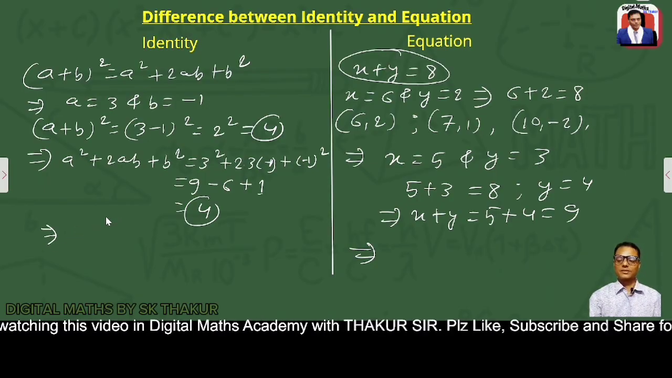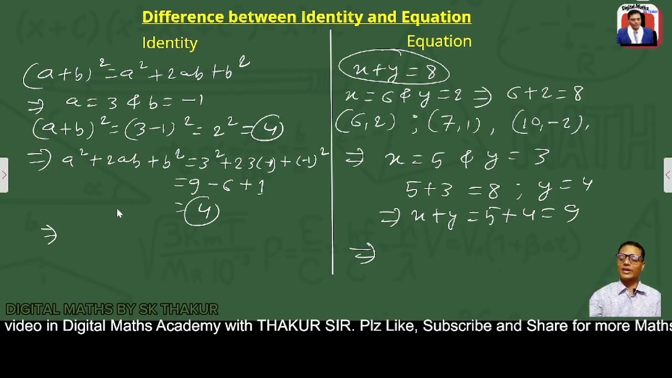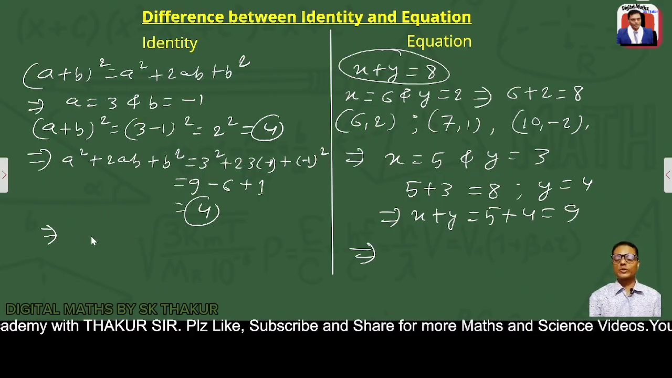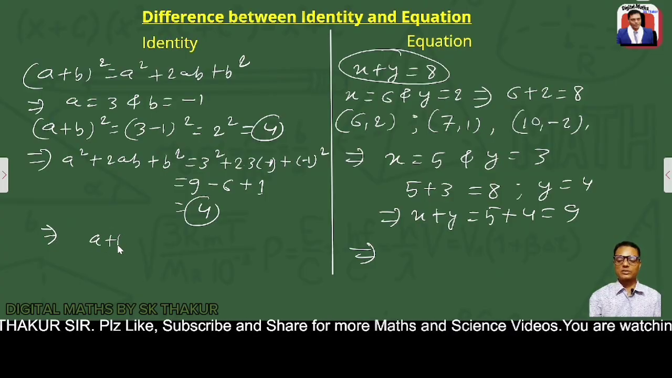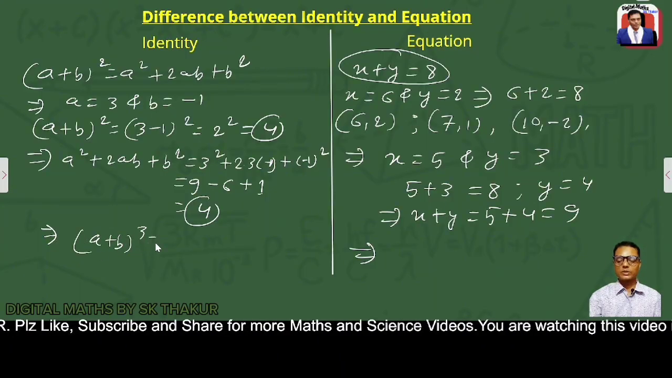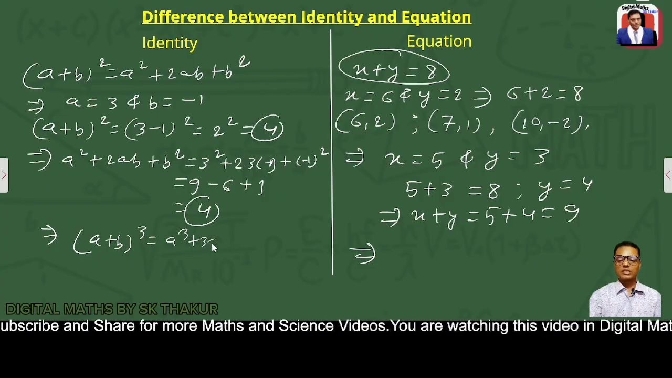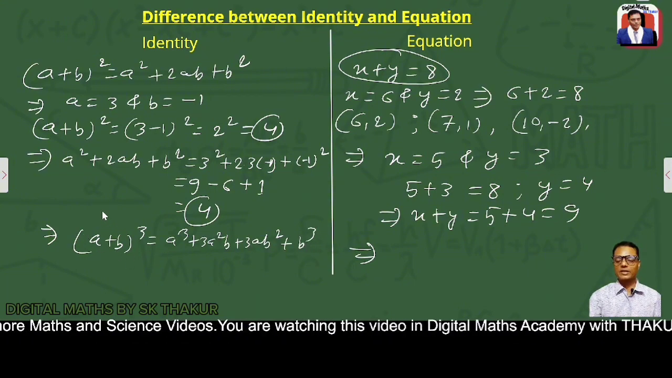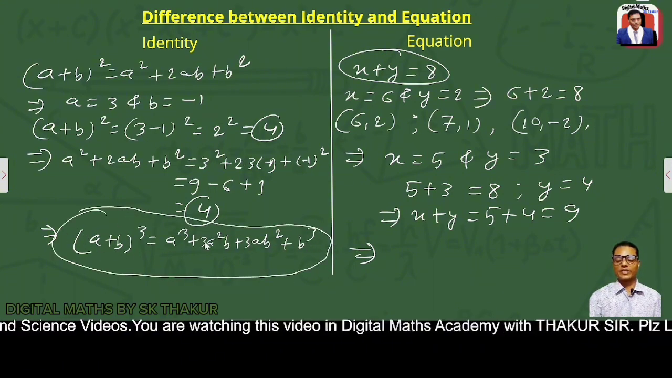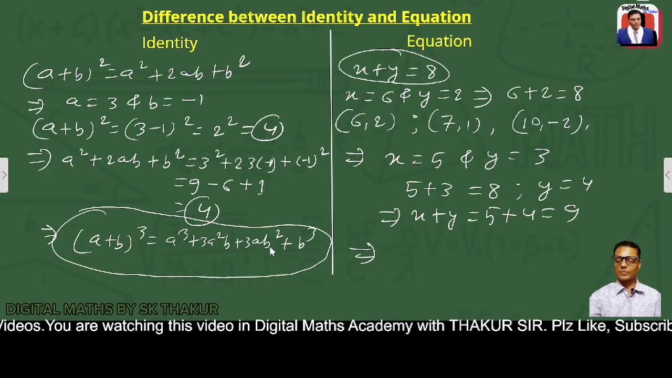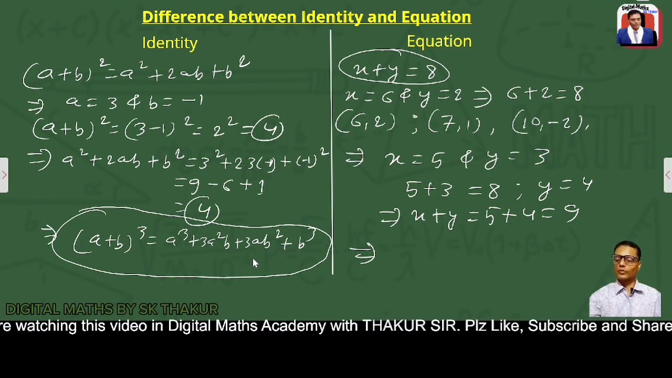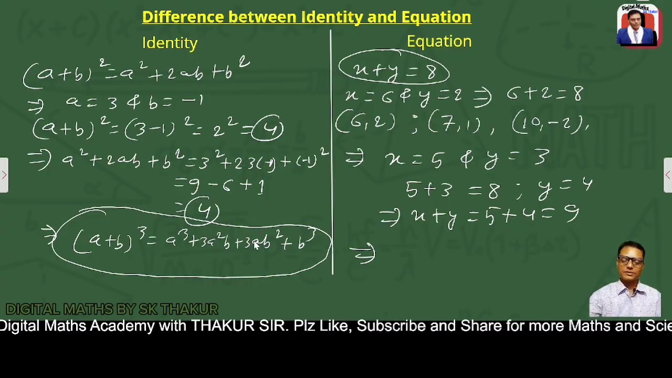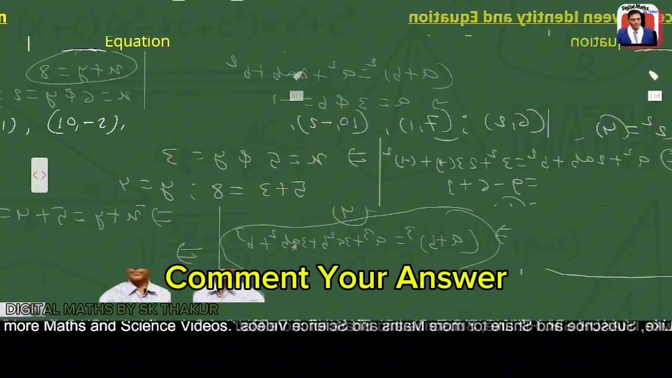We can check the identity by so many values, and it's true for all the values of a and b, right? So there are so many identities. For example, here (a plus b) whole cube also, right? That is a cube plus 3a squared b plus 3ab squared plus b cube, right? So we can check this identity by so many values of a and b also. Please check by some values and please write whether it is true for all the values of a and b or not, and write your conclusion in the comment box.